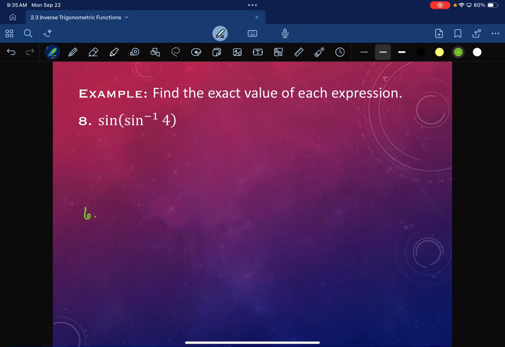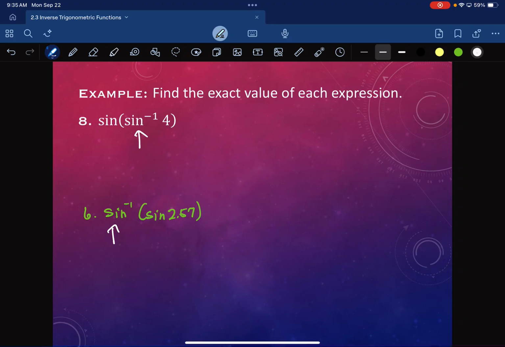Problem number 6 said the following. I didn't mean to put it in green, but I guess I will now. It said, inverse sine of the sine of 2.57. Okay, so the inverse sine is in a different location on these two problems. Are y'all tracking with me?